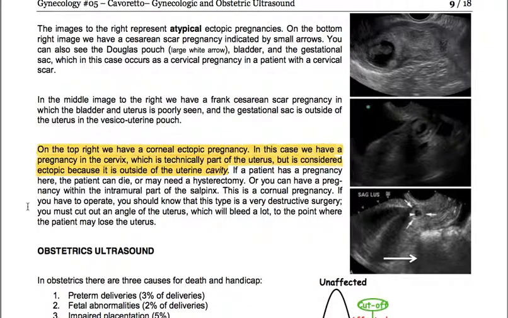Or you can have a pregnancy within the intramural part of the salpinx. This is a cornual pregnancy. If you have to operate, you should know that this type is a very destructive surgery. You must cut out an angle of the uterus which will bleed a lot to the point where the patient may lose the uterus.